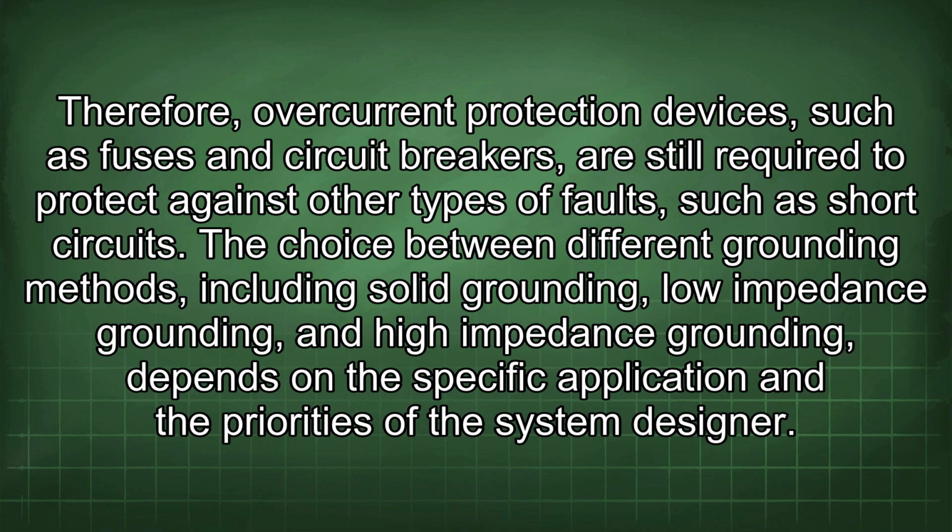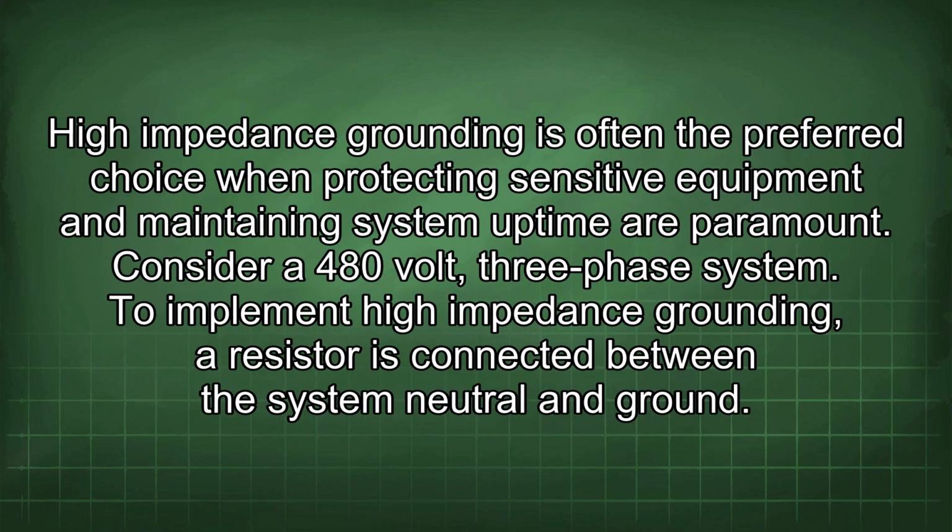Therefore, overcurrent protection devices, such as fuses and circuit breakers, are still required to protect against other types of faults, such as short circuits. The choice between different grounding methods, including solid grounding, low impedance grounding, and high impedance grounding, depends on the specific application and the priorities of the system designer. High impedance grounding is often the preferred choice when protecting sensitive equipment and maintaining system uptime are paramount.